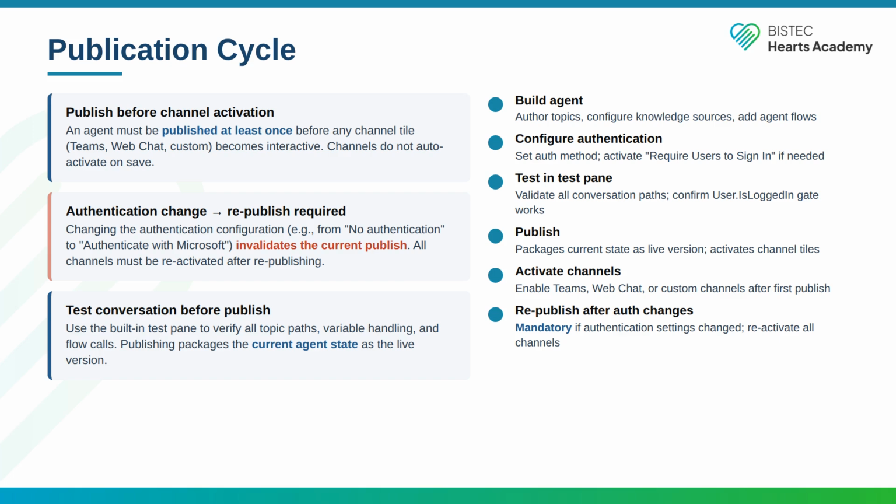Publishing packages the current agent state as the live version. If that state has an untested path, the untested path is now in production. The complete publication sequence is build the agent, configure authentication, test in the test pane with particular attention to the authenticated and unauthenticated paths, publish, activate channels, and republish with channel reactivation whenever authentication settings change. Each step depends on the previous one completing correctly.